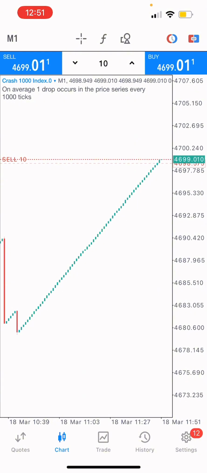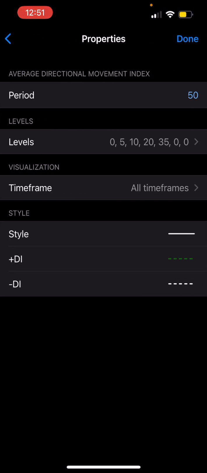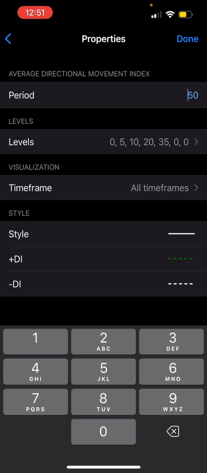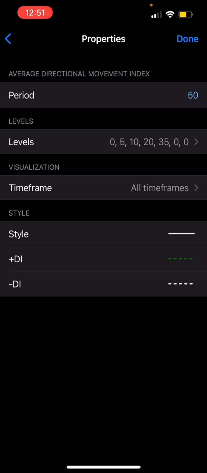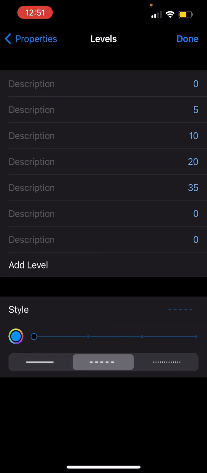So let's get started. The first indicator you want to add to your chart is the Average Directional Movement. You click on add Average Directional Movement. These are the settings. For period, set it to 50. Then the star, that's levels. For the levels, the first one is going to be 0, then 5, 10, 20, 35, just the same way I have done mine here.